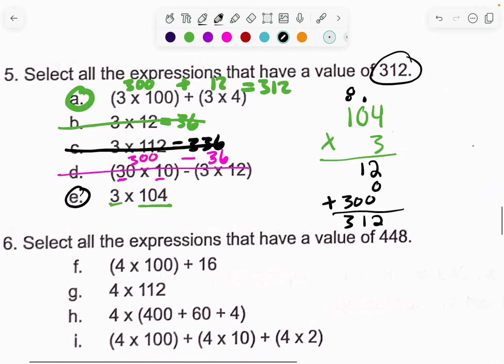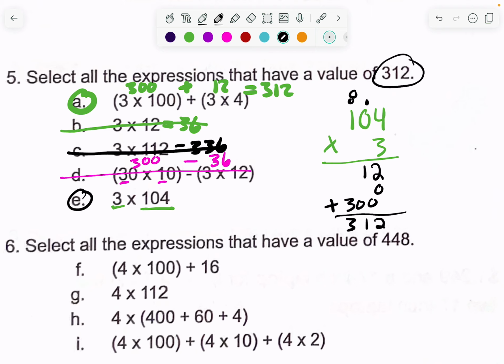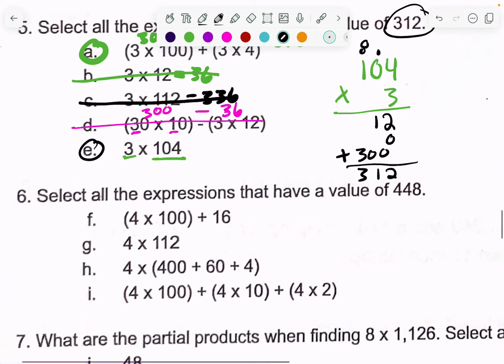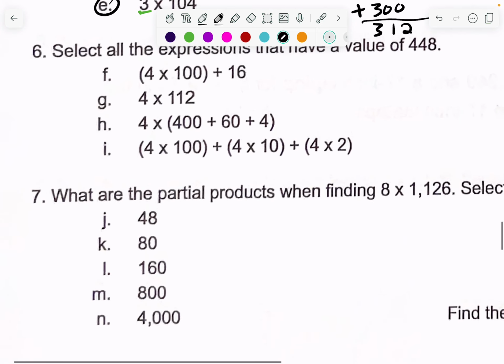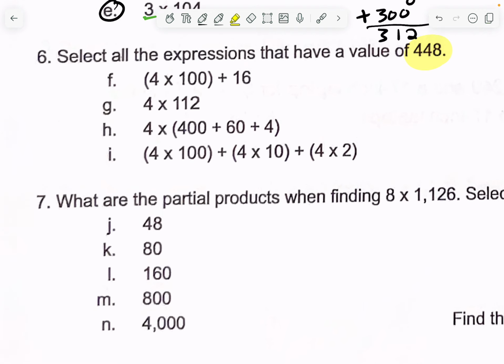All right. So I've selected all expressions that have a value of 312. So that's for number 5. Same thing. We're doing the same type of method. We're going to go through and solve each one. Except for this one, the value that we want is 448. So these are expressions. Expressions don't have that equal sign. Select all expressions that have a value of 448.